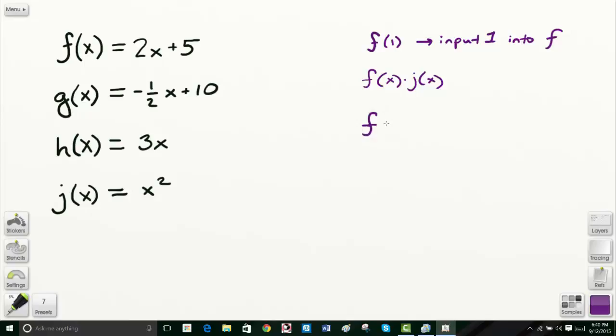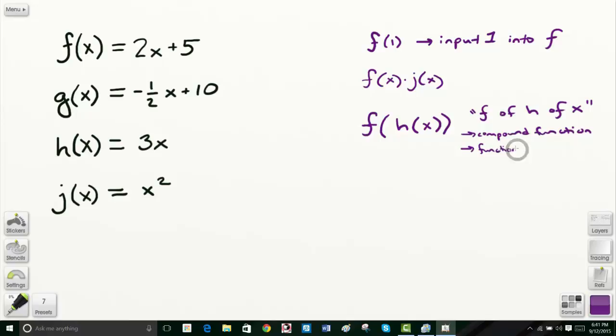The way I would say this is f of h of x. So f of h of x. I'm going to write that right here. F of h of x. And this is an example of a compound function. In other words, this is a function within a function. So I'll actually write that too. A function within a function. There are a few definitions you can write down in your notes as well. Function within a function.